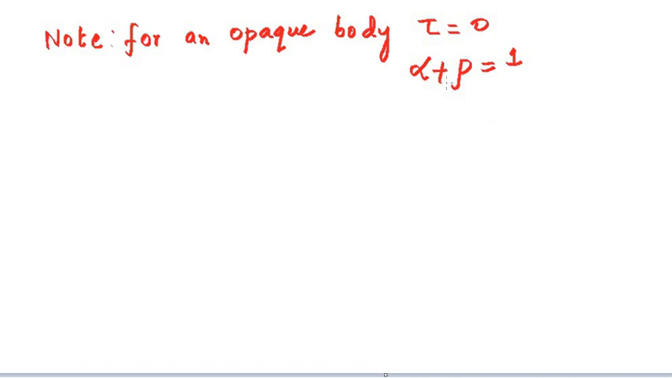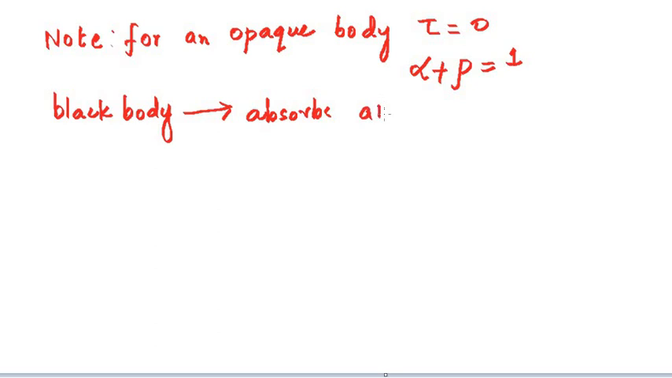Now a body which absorbs all incident radiation is known as a black body. What is meant by a black body? A body which has the tendency to absorb all incident radiation.